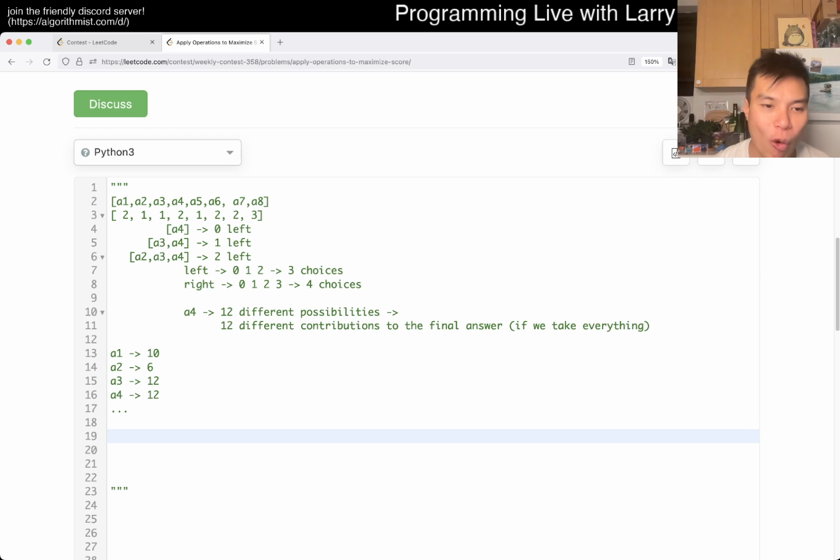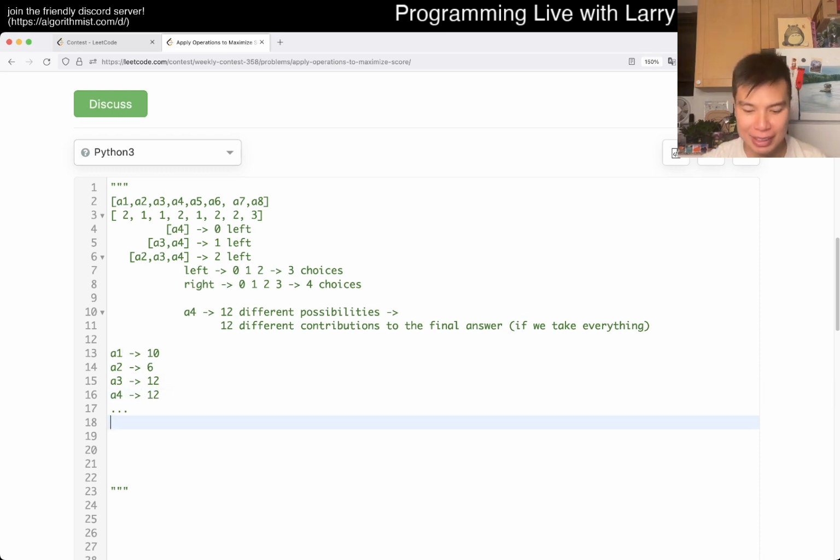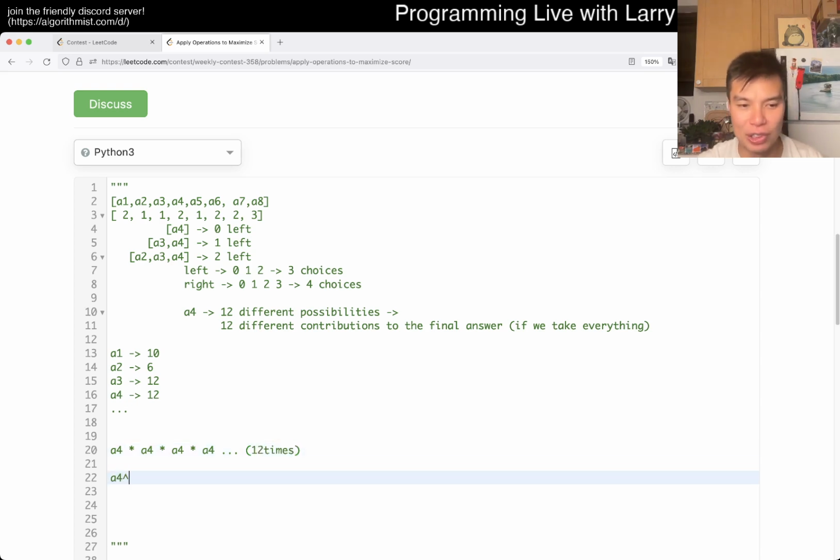Because no matter how many contributions, you always want to take the biggest number. So you sort it by this number, and that means that this number happens 12 times. So we actually want to do A4 times A4 times A4 times A4, 12 times. That means we do A4 to the 12th, and then greedily, something like this in this order, some prefix of this, right?